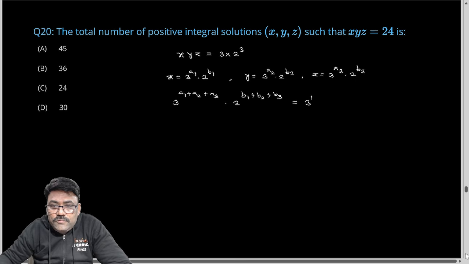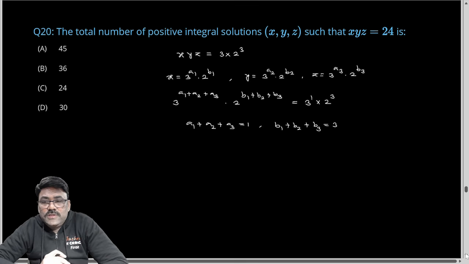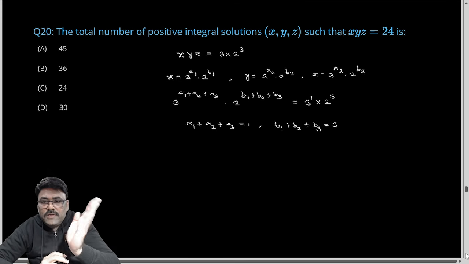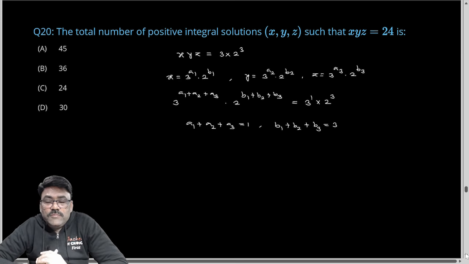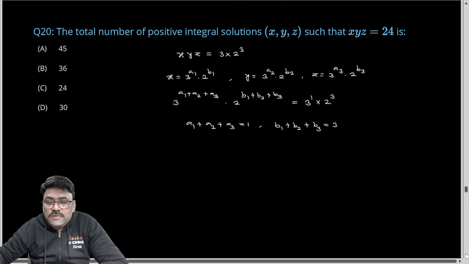It is 3 raised to 1, 2 raised to 3. And now you are getting a1 plus a2 plus a3 is equal to 1, and b1 plus b2 plus b3 is equal to 3. All these a1, a2, a3, b1, b2, b3 are whole numbers, non-negative integers. And you know that when you have to distribute n objects among r beggars, then the number of solutions will be n plus r minus 1, C r minus 1.